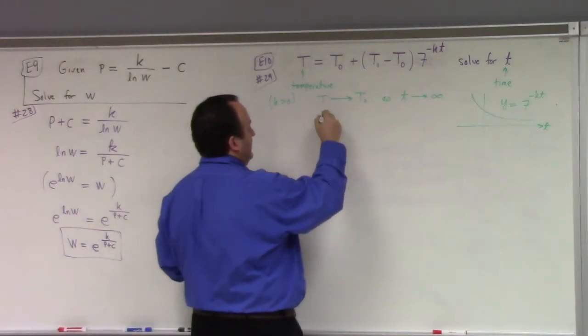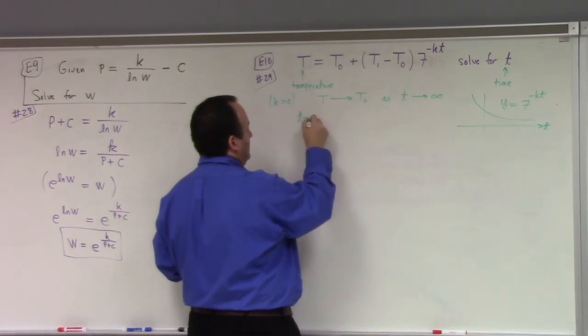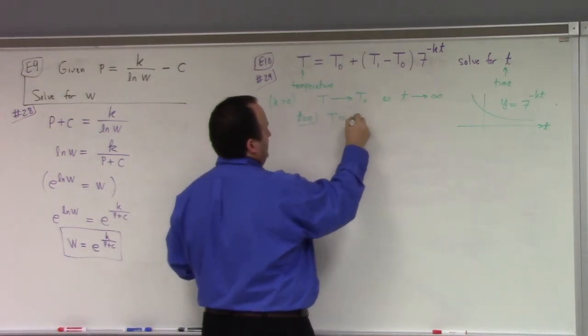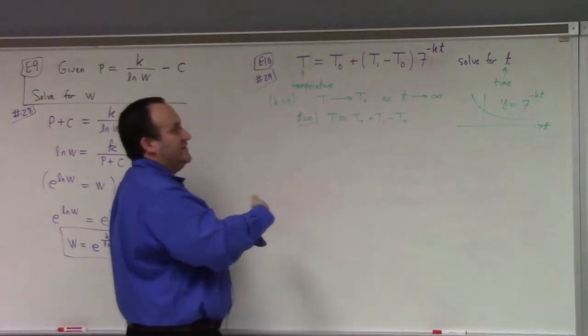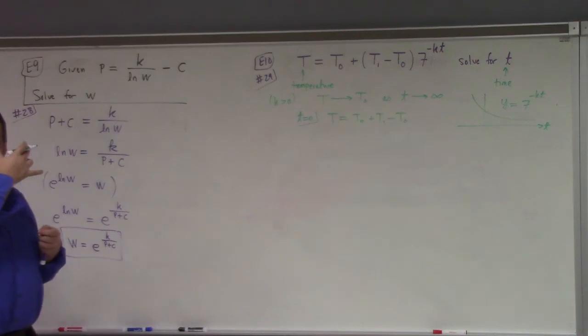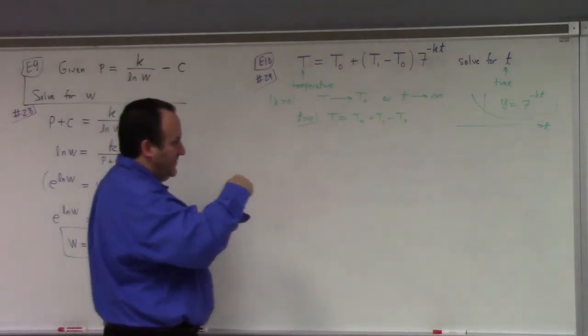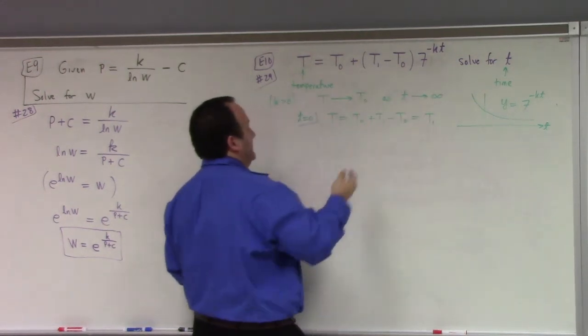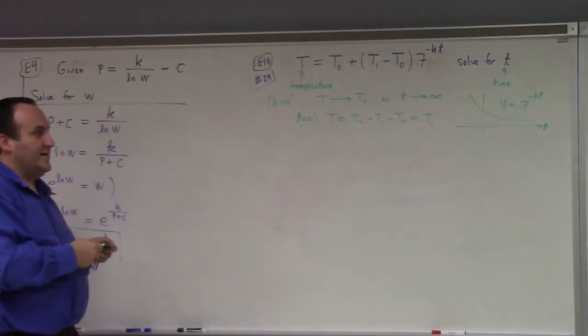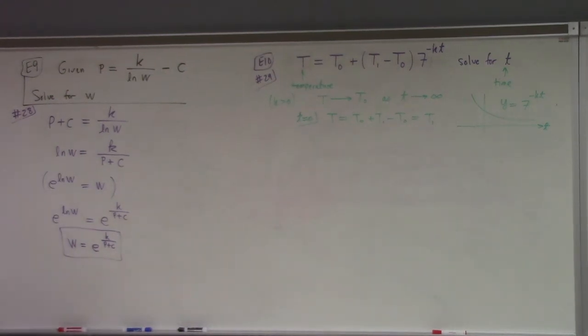In contrast, if we plug in time equal to 0, what happens? T equals T0 plus T1 minus T0. See, because 7 to the 0 is 1, right? So at time 0, you get T1, right? So basically, what this formula means, you can think about it as it applies to, say, a cup of hot coffee. T1 would be the initial temperature of the hot coffee, right? And then if you leave it out in a room, which is 70 degrees, eventually its final temperature after a long time will be 70 degrees, right?